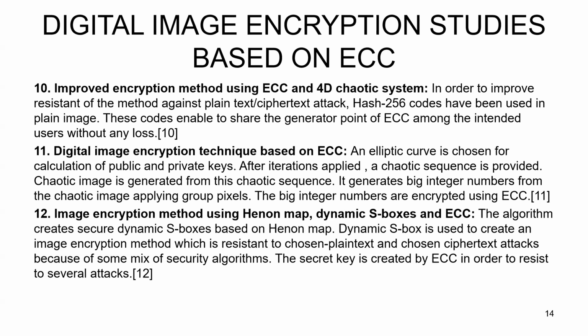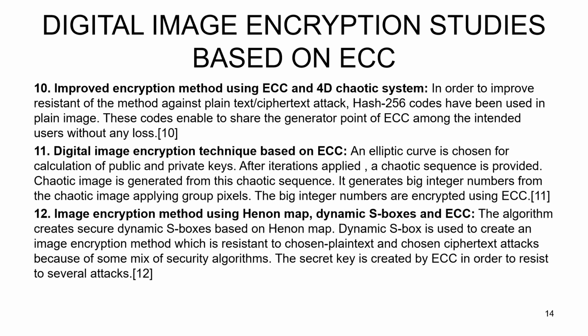Number 11, digital image encryption technique based on ECC. An elliptic curve is chosen for calculation of public and private keys. After iterations are applied, a chaotic sequence is provided. A chaotic image is generated from this chaotic sequence. It generates big integer numbers from the chaotic image by applying group pixels. The big integer numbers are encrypted using ECC.